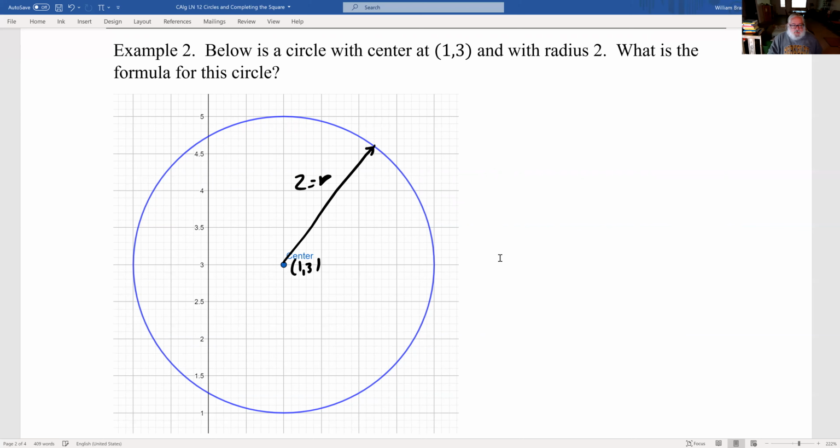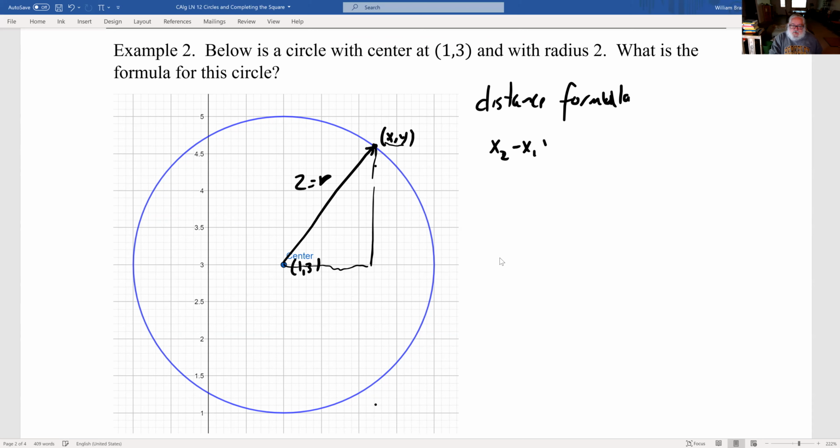Okay, so what's the formula for this circle? Well, if this is a point on the circle, we can call it x, y, because it's got an x coordinate, whatever that is, and a y coordinate, whatever that is. What do we know about this point x, y? The distance from the point x, y to the center is 2. So we can set up our distance formula, which is really Pythagoras' theorem, dressed up in his clothes, basically.